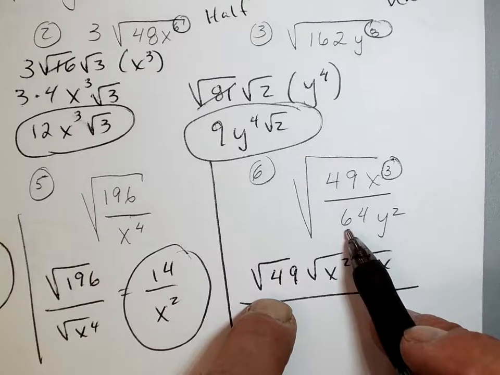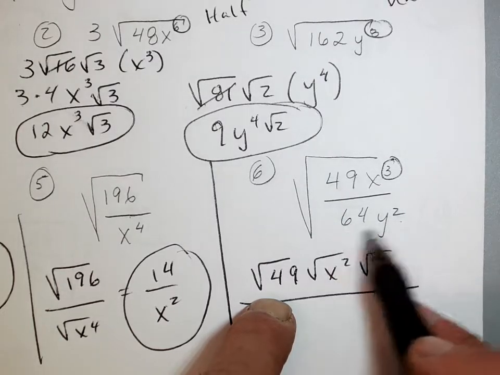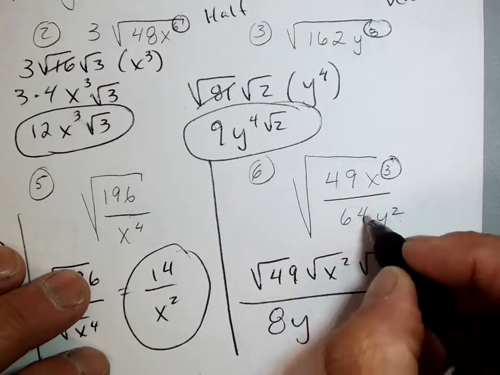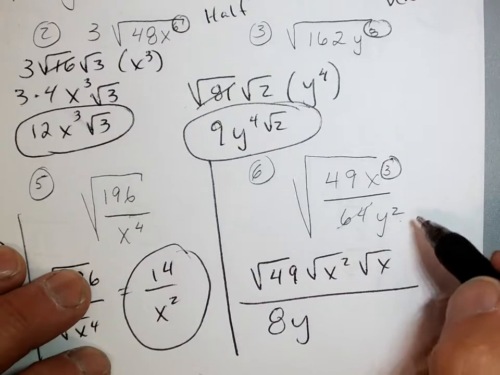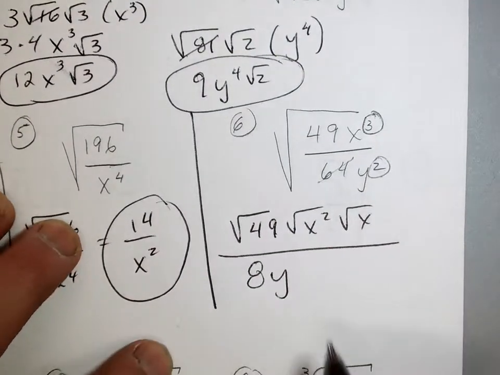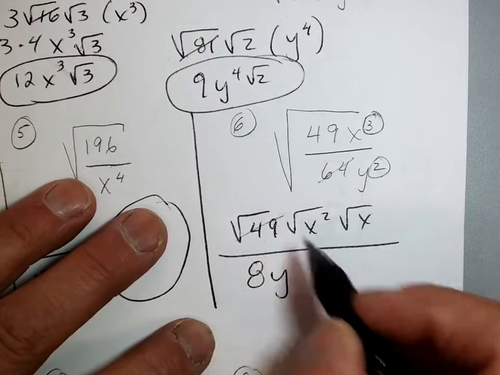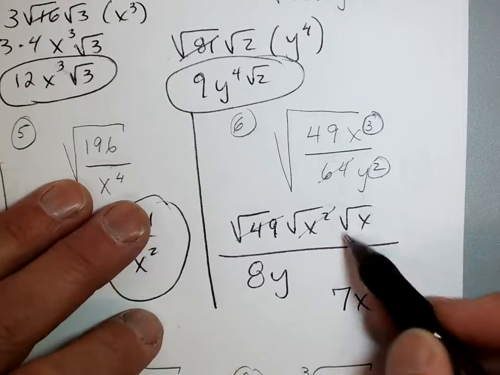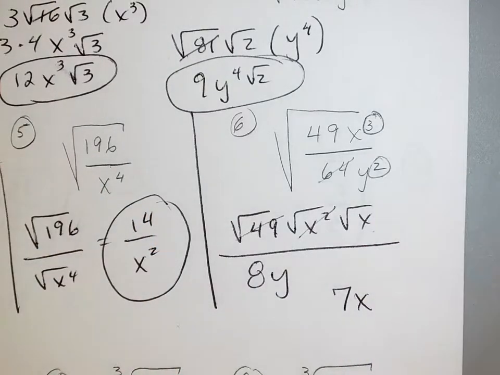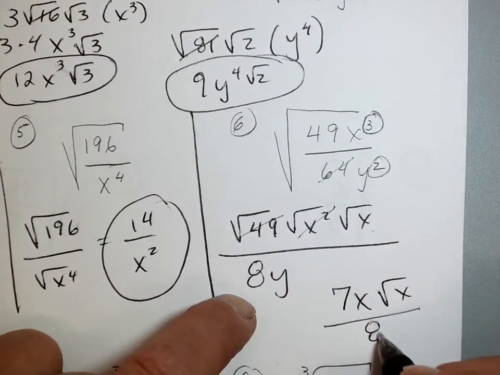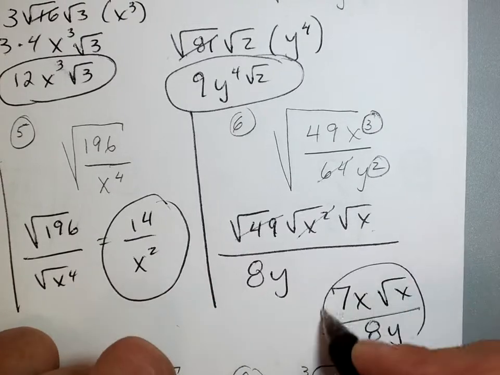And I will take the square root of 49. This one's pretty easy. It's just going to be 8y. You guys see that? Just go straight to 8y. Everybody okay with that? So I'll go 8y on the bottom because of the square root of 64, and I took half of my exponent, okay? Now I'm almost there. So I know the square root of 49 is 7. The square root of x squared is x. But this square root of x, we can't do anything with it. This just has to stay the square root of x. And that's going to be over my 8y. Okay?